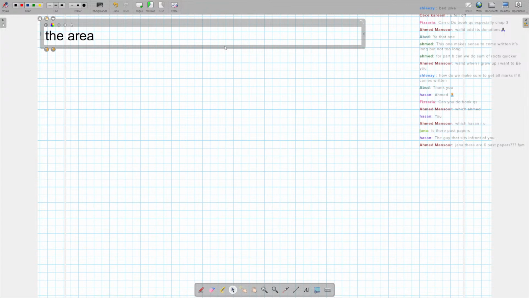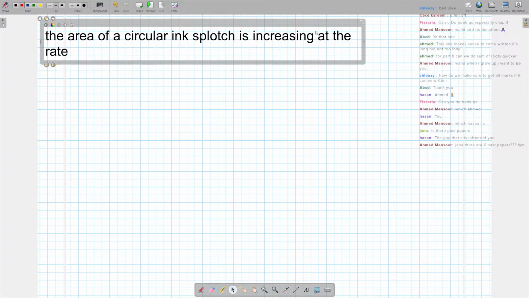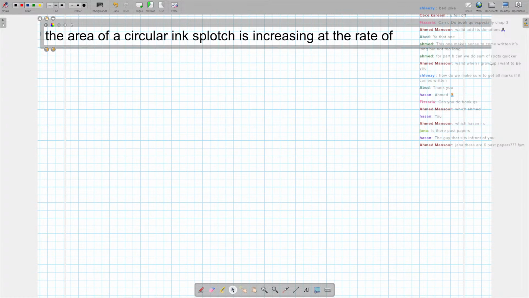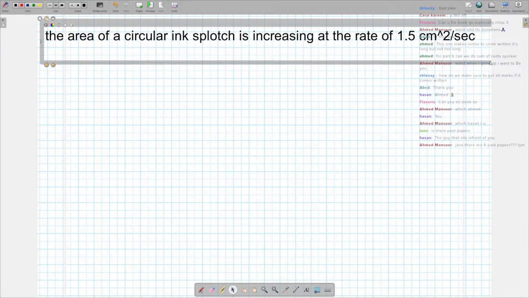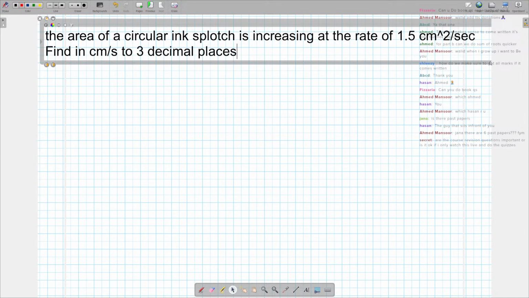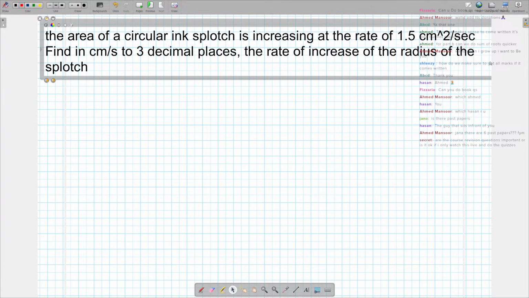The area of a circular ink splotch is increasing at the rate of 1.5 centimeters squared per second. Find, in centimeters per second to 3 decimal places, the rate of increase of the radius of the splotch when its radius is 0.9.